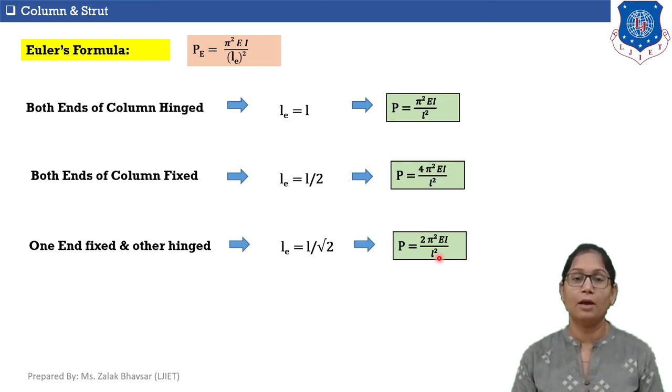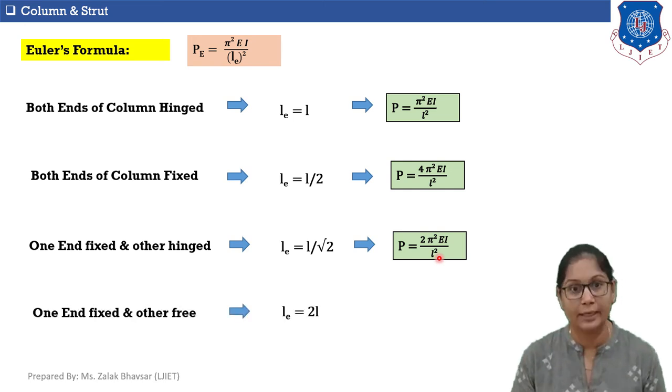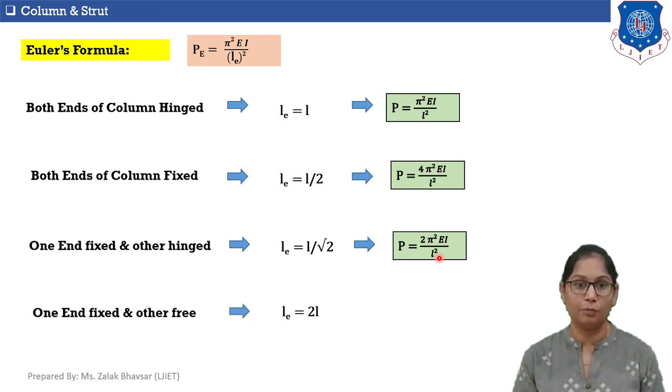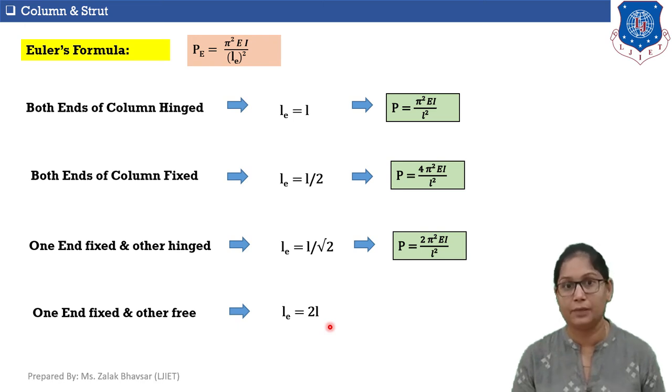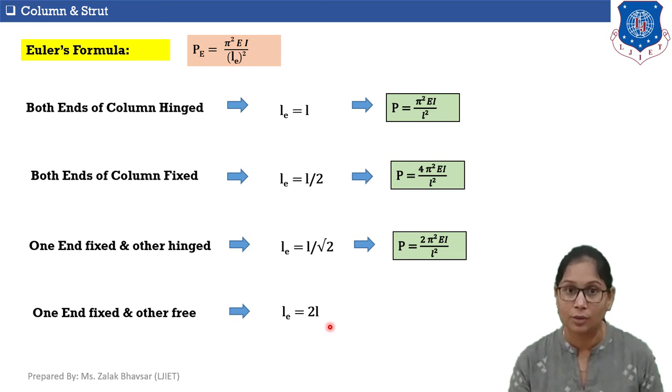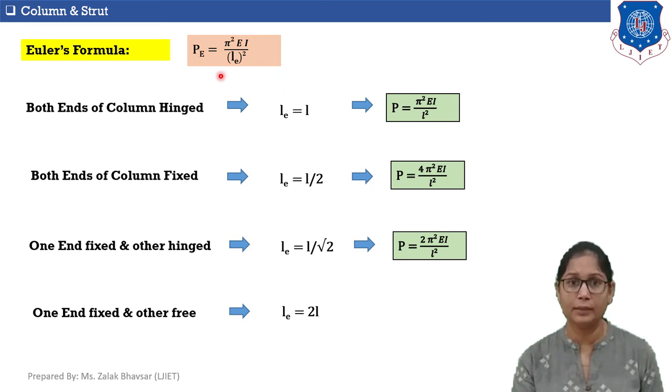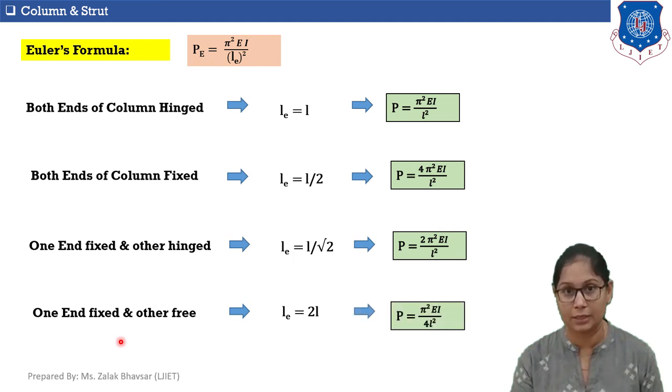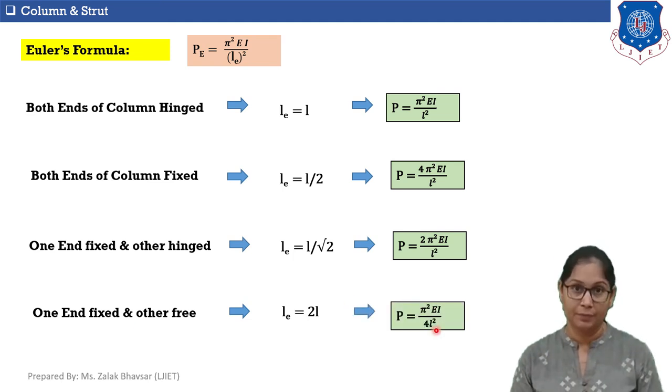Now let's discuss the last condition. Here one end of the column is fixed and the other end is free. In such a condition LE is equal to 2L, as we discussed in the previous session. If I put LE equal to 2L in Euler's formula, I get Euler's formula for one end fixed and the other end free equal to pi² EI upon 4L². All these formulas can be used for solving numericals.